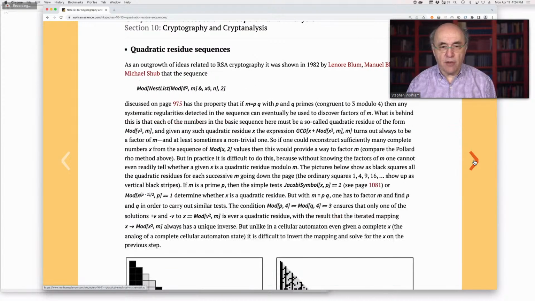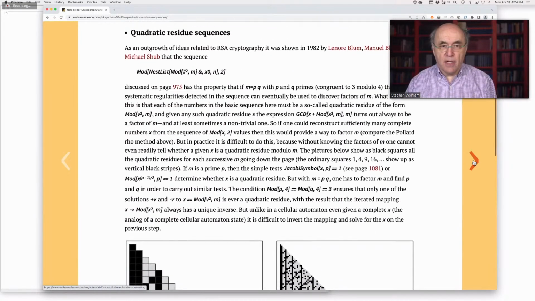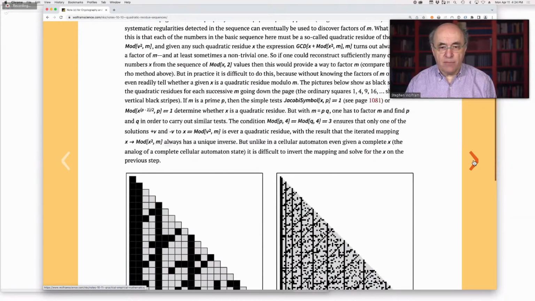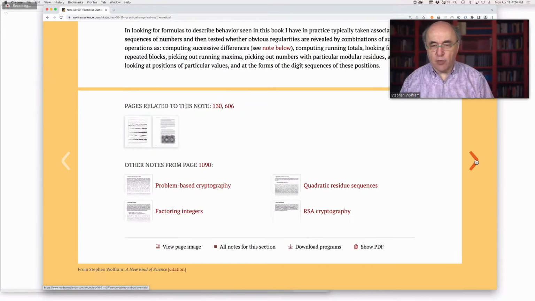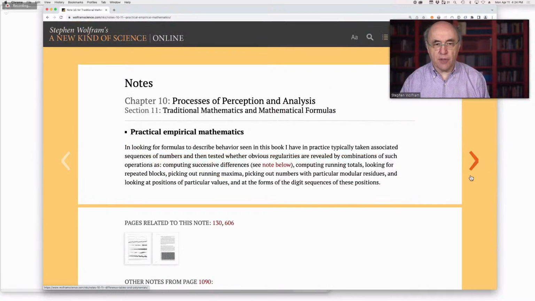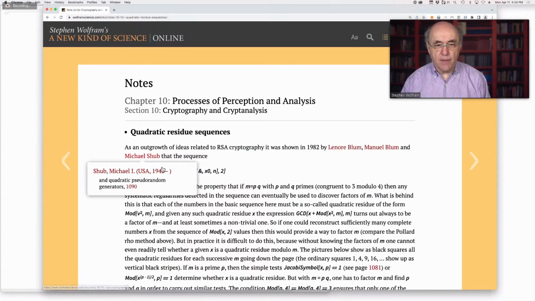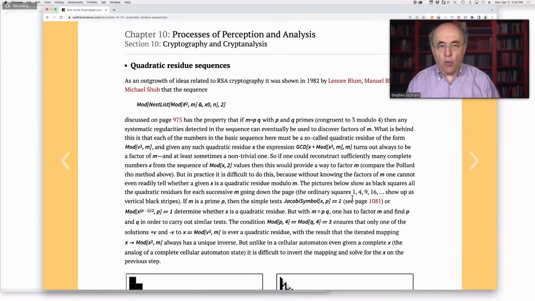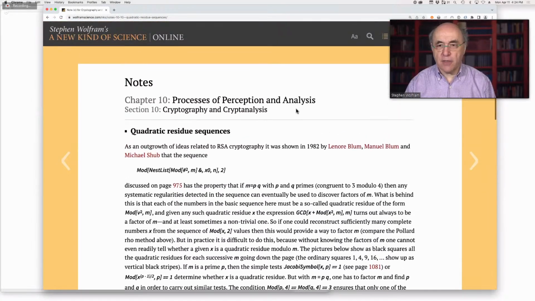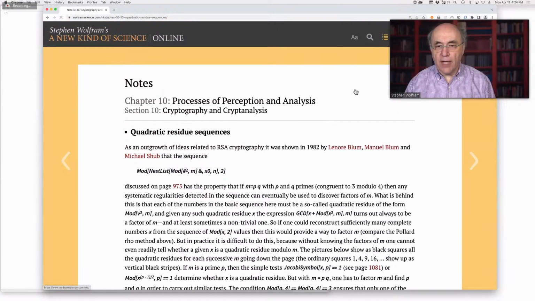Different kinds of cryptography. Again, just more about different kinds of number theoretically based cryptographic systems and their relationship to what I've talked about in the main text about cryptography and to what extent you can use cryptography as a way to kind of recognize regularities in something like the Rule 30 cellular automaton.